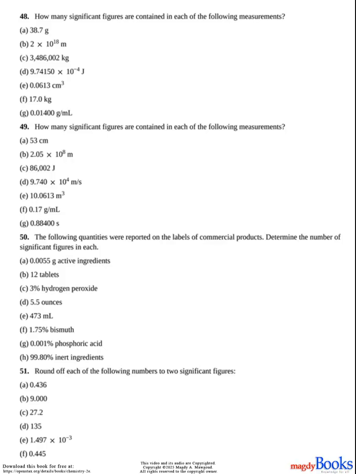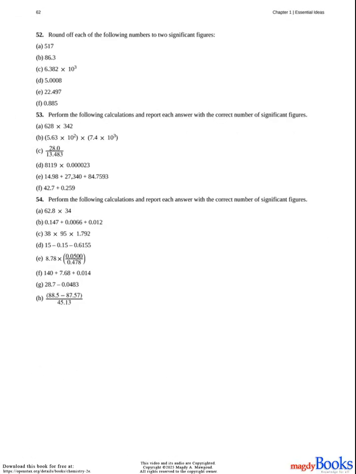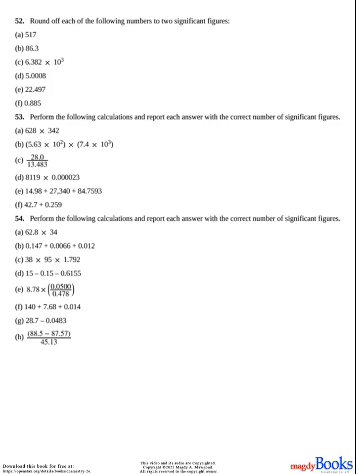51. Round off each of the following numbers to two significant figures. A. 0.436. B. 9.000. C. 27.2. D. 135. E. 1.497 × 10^-3. F. 0.445.